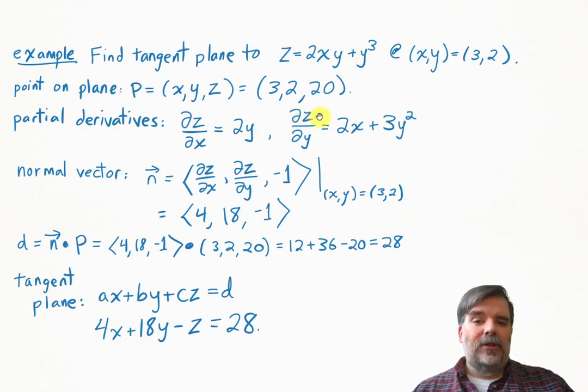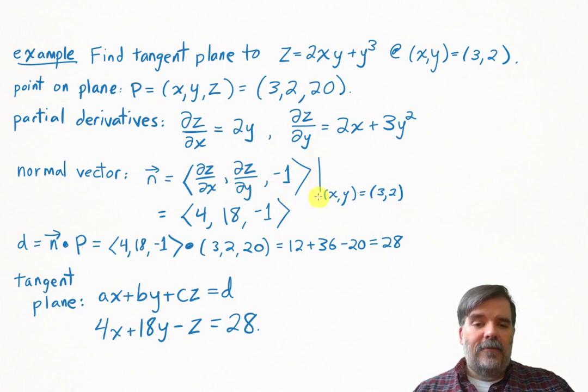To calculate the partial derivative of z with respect to y, we treat y as a variable and x as a constant. Here we have the derivative of a constant times y. So that derivative is just the constant coefficient of y. The derivative of y cubed with respect to y is 3y squared. So that's our partial derivative dz dy. So our normal vector is dz dx, dz dy, -1.